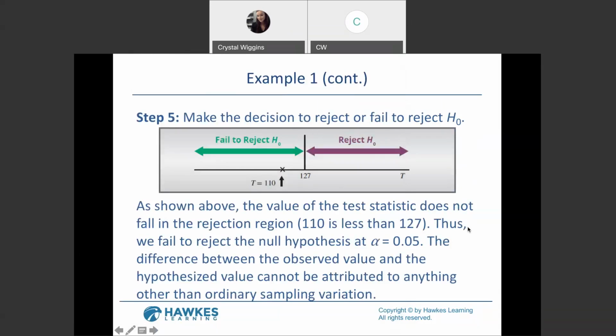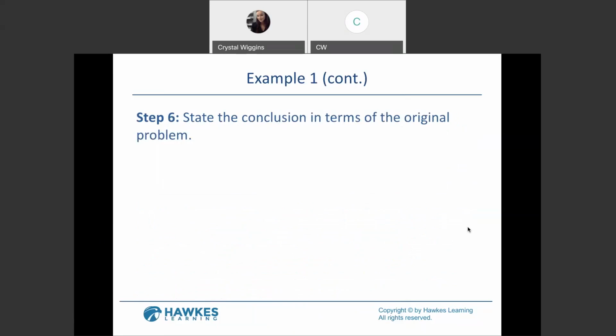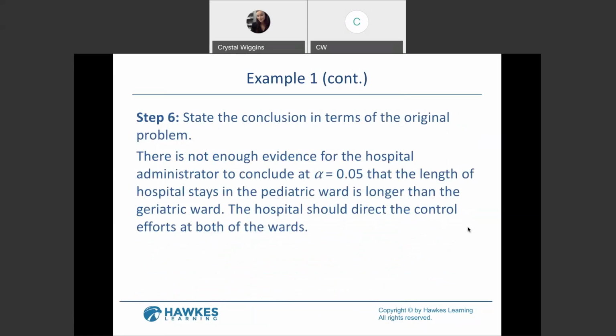Okay, so the difference between the observed value and the hypothesized value cannot be attributed to anything other than ordinary sampling variation. We failed to reject the null hypothesis, and therefore we're saying that the stays are not significantly longer in pediatric than they are in geriatric, that the difference in the values are simply of random chance. Okay, so there is not enough evidence for the hospital administrator to conclude at an alpha level of 0.05 that the length of the hospital stays in the pediatric ward is longer than the geriatric. The hospital should direct the control efforts of their cost at both of the wards.